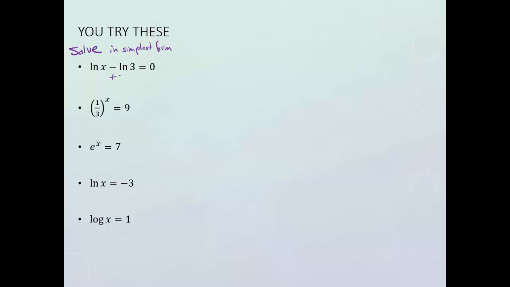So I can see that I can add ln of 3 to both sides. And we end up getting ln of x equals ln of 3. Well, we have a thing that states if they have the same base, then they equal each other. So x equals 3.